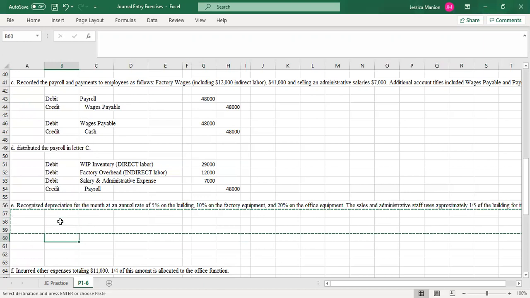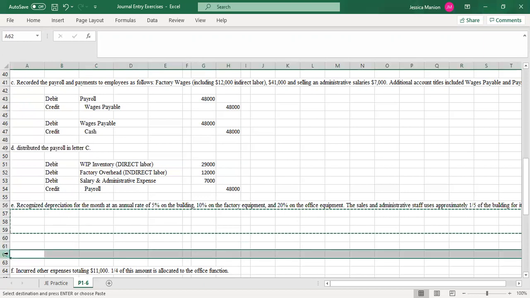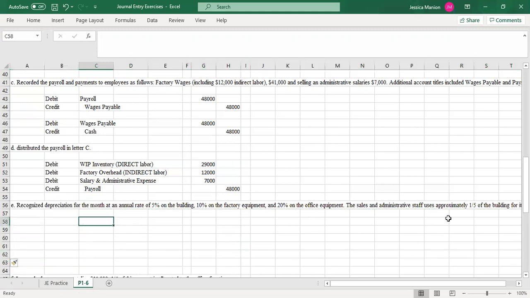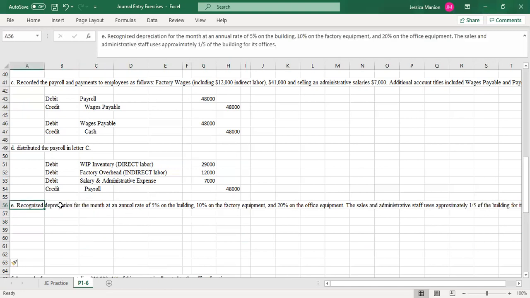1, 2, 3, 4, 5, maybe one more. Insert. Right, because we're depreciating 3 different assets here. So, okay, if we look back up at the building, these are annual rates, so keep that in mind. They're giving us annual rates, and we're recording depreciation for a month. So we're going to have to break these rates down.